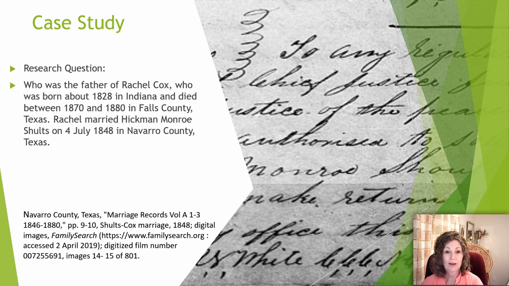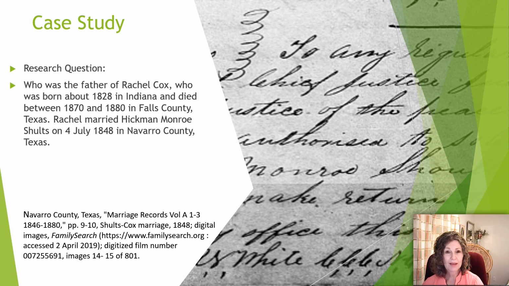Who was the father of Rachel Cox, who was born about 1828 in Indiana and died between 1870 and 1880 in Falls County, Texas? Rachel married Hickman Monroe Schultz on 4 July 1848 in Navarro County, Texas. And this image shows just a little bit of her marriage record.